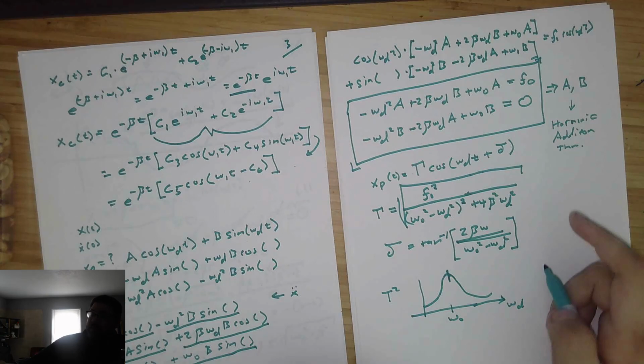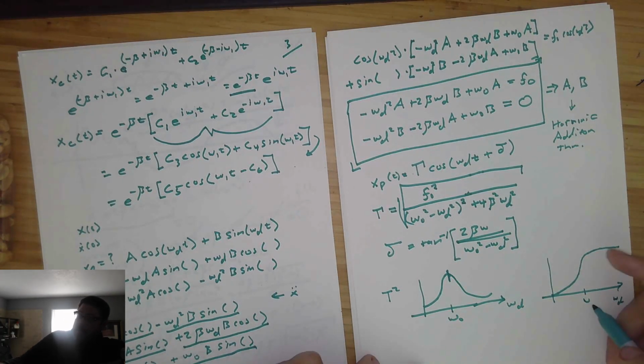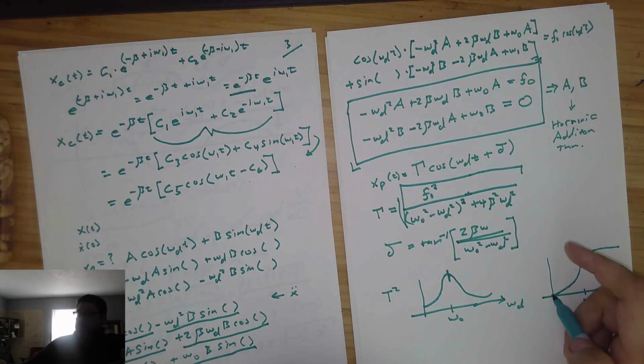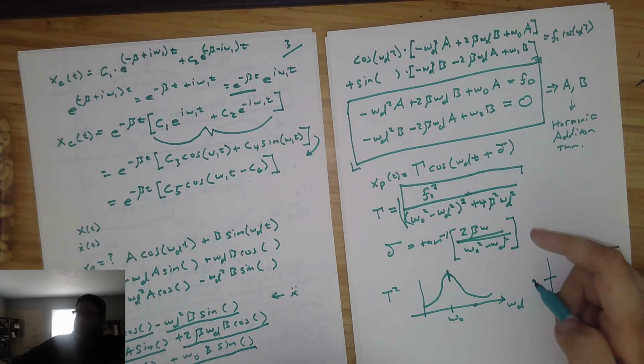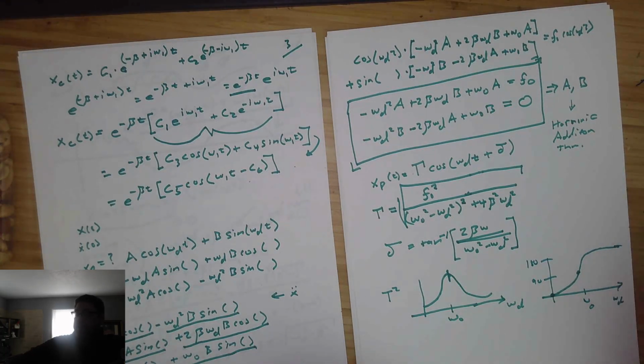And if you look at this phase, you can find a phase that looks something like this, where you have omega d and you have omega naught. So when your driving frequency is slow, your force goes like this. You're 90 degrees out of phase, right? This is 90 and this is 180. And when you're fast, you're 180 degrees out of phase.